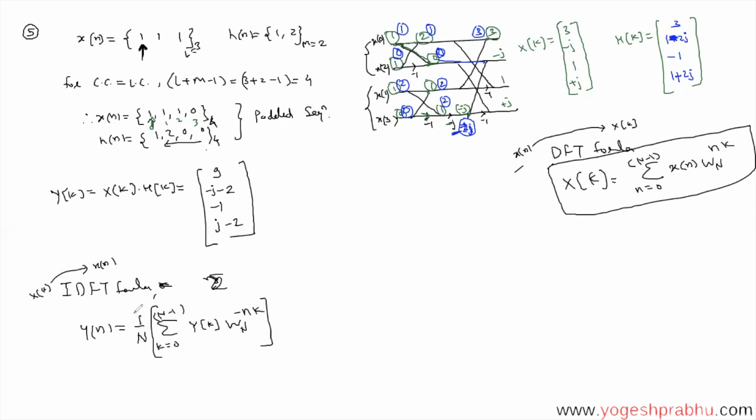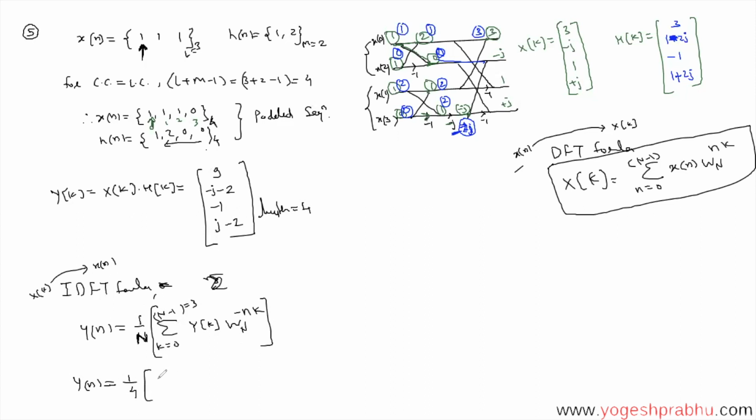Okay. So now, for y[n], you write this as 1 by 4. That's N, the length. The length is 4, right? Yeah, the length is 4. These are 4 points. So k will go from 0 to N minus 1, that's 0 to 3.